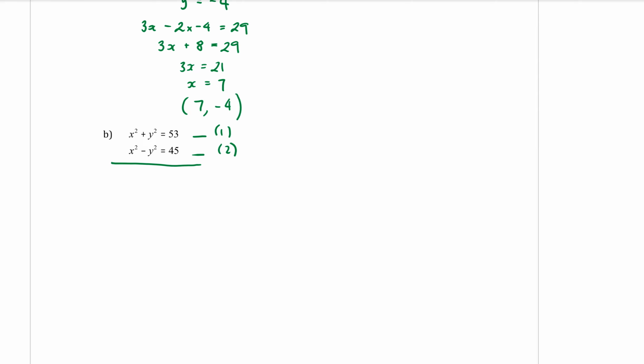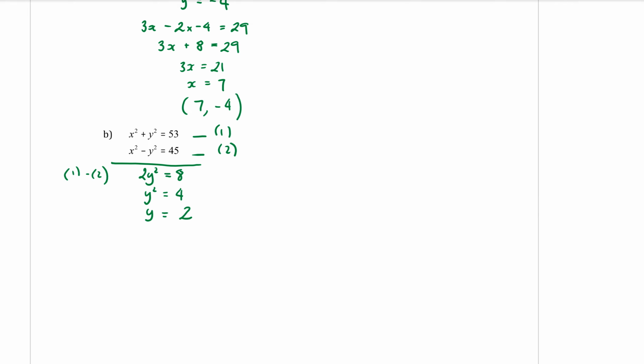I didn't do my instructions very well last time, so I'm fixing that up. 1 minus 2. So, x squared minus x squared, 0, gone, wonderful. Y squared minus y squared, 2y squared, beautiful. 53 minus 45, 8, lovely. Okay, then just getting that y by itself. So divide by 2 and square root.